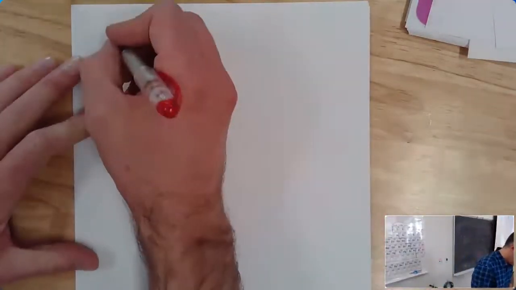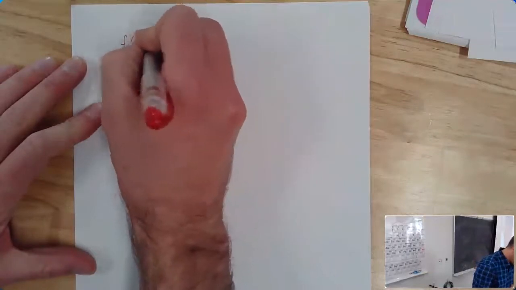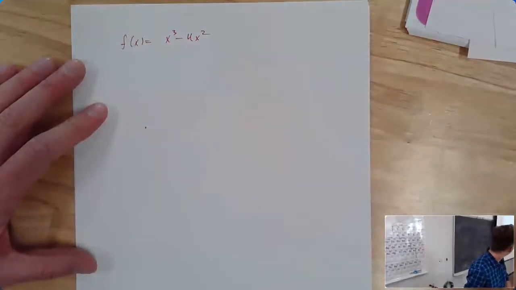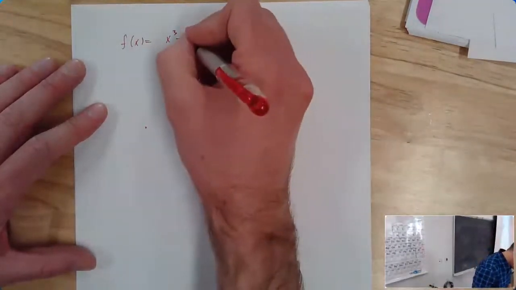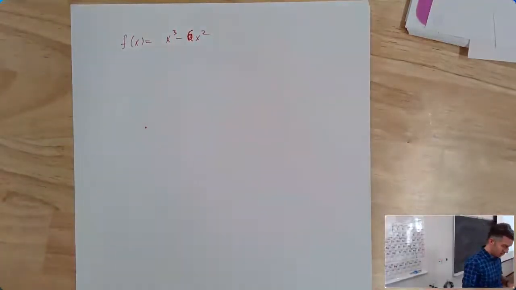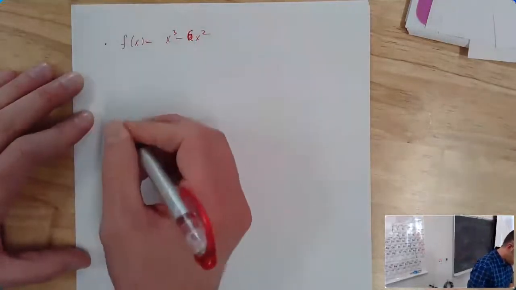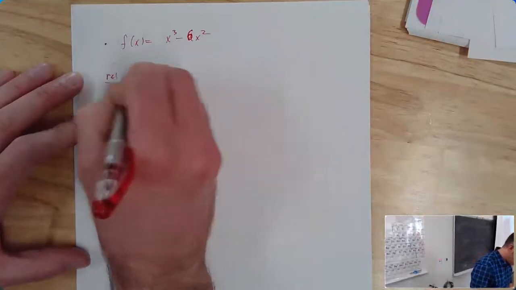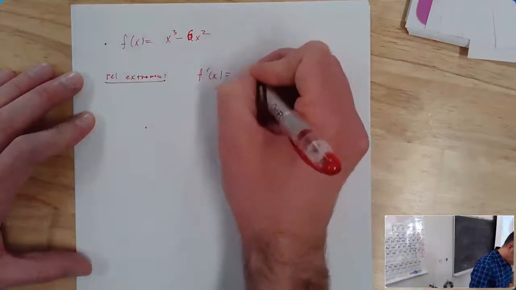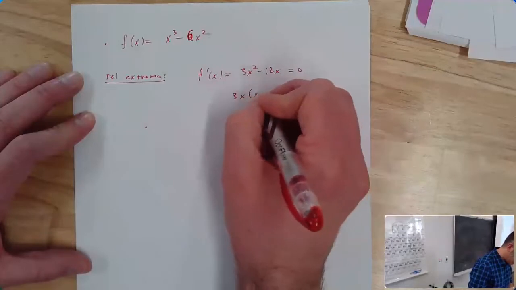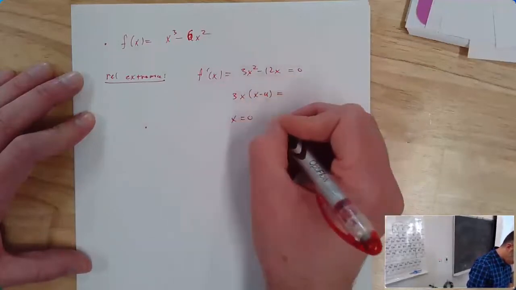So let's say our function f of x was equal to x cubed minus 6x squared. And I want to find my critical points. I want to find the relative extrema, and I want to talk about the different ways we can do it. I don't really want to graph this one. We've graphed it before. My first derivative is 3x squared minus 12x equal to 0. Factor out a 3x, and we get x equal to 0 and x equal to 4.